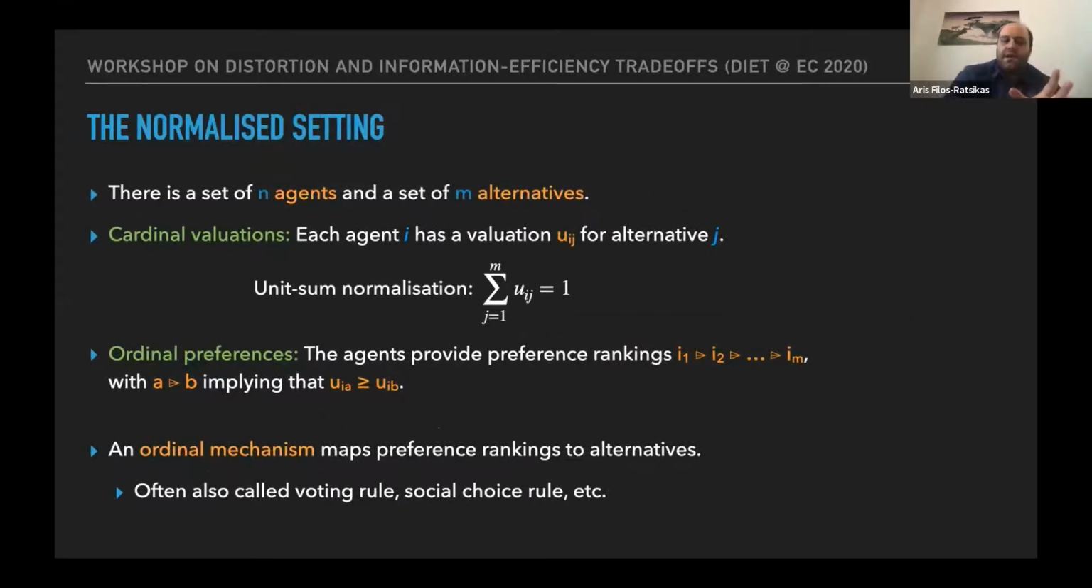So let me add one more thing to this setting before I proceed. We will not assume anything about these valuations or these valuation functions. They can really be arbitrary, except we will impose a standard normalization, which we call unit sum normalization. What this means basically is that the sum of utilities or values that an agent has for the different alternatives is 1. And this is true for all agents. And I will refer to this as the normalized setting.